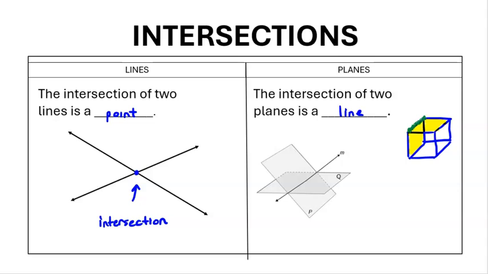So if I were to say this as a full sentence, I would say the intersection between plane Q, which is this horizontal one here, and plane P is line M. And so that's how I would say that fully.